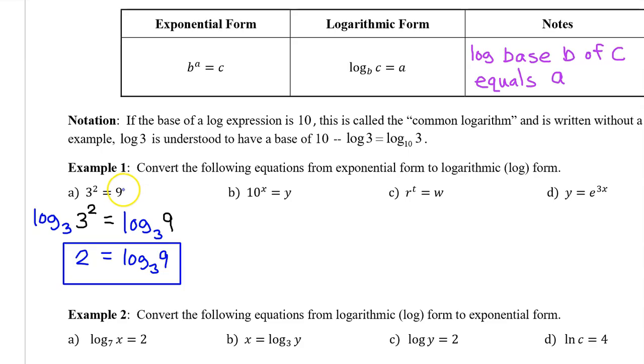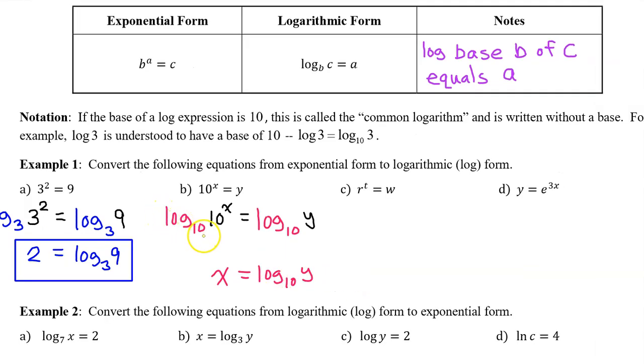We can write part B in log form by taking the log base 10 of both sides of this equation. On the left side, the log base 10 and the base 10 will cancel each other out. That will leave behind x is equal to the log base 10 of y.